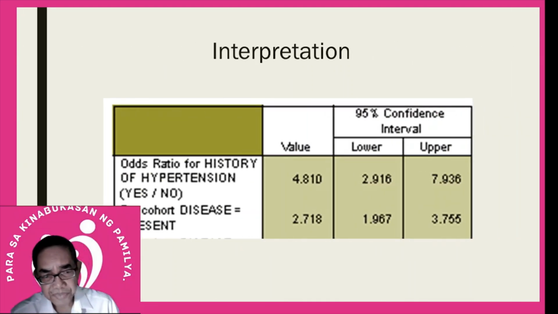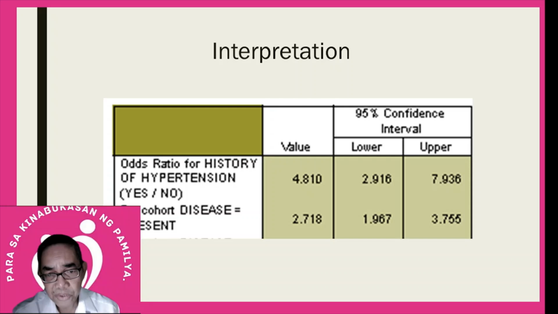Now, you will note that with odds ratio or with the risk ratio or prevalence ratio, statistical software will also calculate for the confidence interval. Here, the confidence interval of the odds ratio has a lower limit and an upper limit, just like a risk ratio or a prevalence ratio.